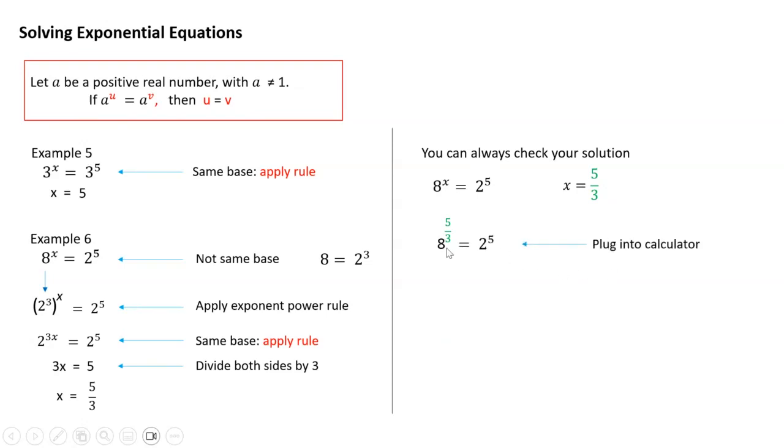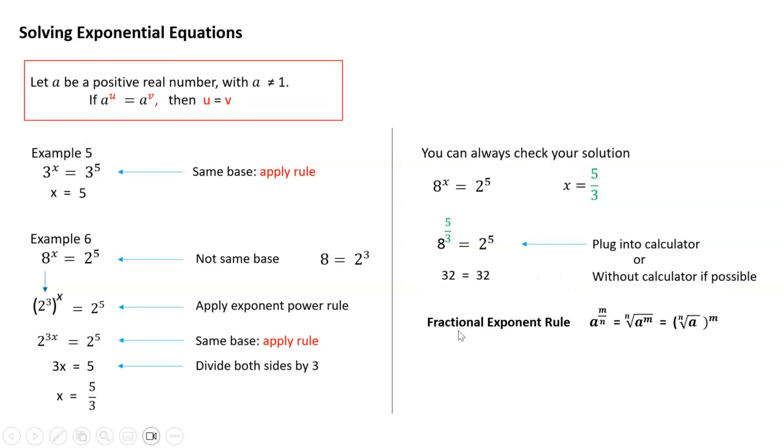Right, we're going to plug into the calculator. Remember, guys, a to the 5/3. Most of the times, the exponent must be put into parentheses. Why? Because it's a fraction. So in this case, if we put a to the power of 5 divided by 3, it's going to give us 32. So we know these are equal.